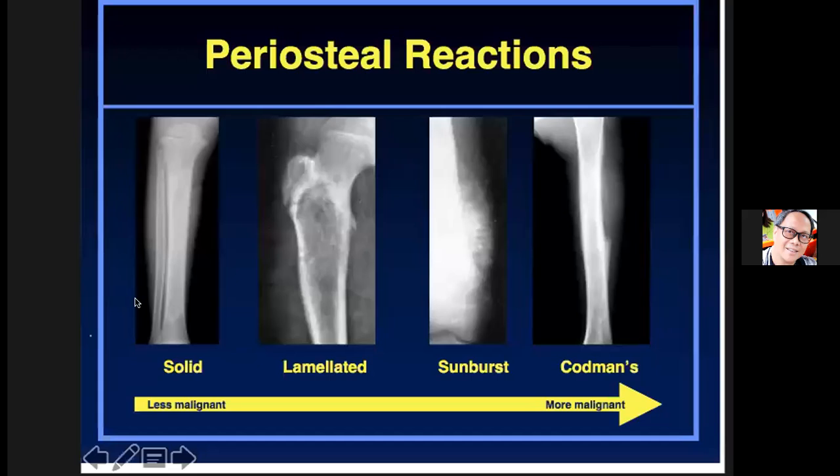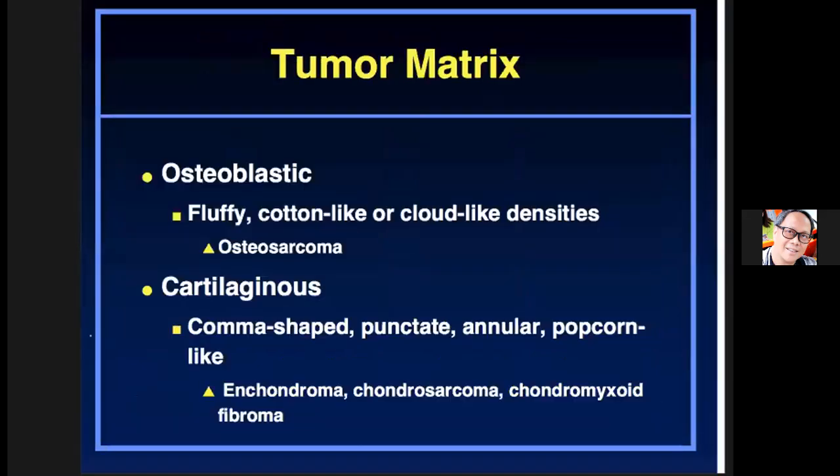So from benign to malignant, all three here are malignant types of periosteal reactions. So how about other areas of the tumor, like the center, the tumor matrix? There are also some clues that you can derive from whether the pattern of opacity is leaning towards a malignant or a benign lesion.